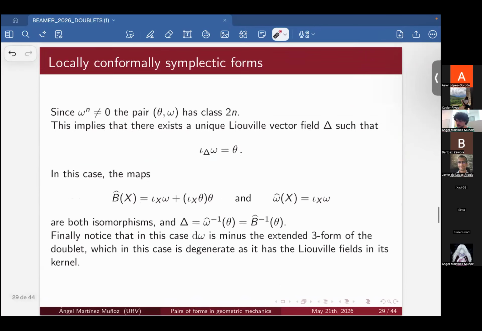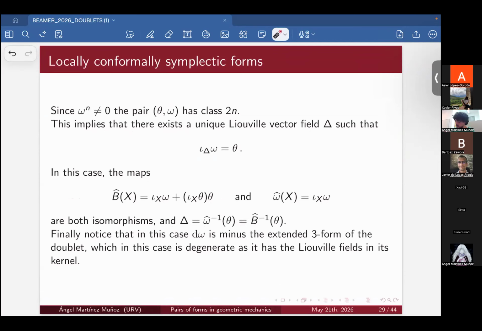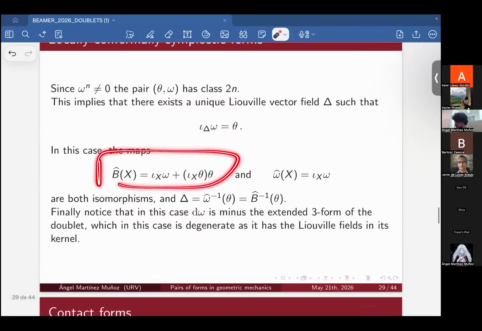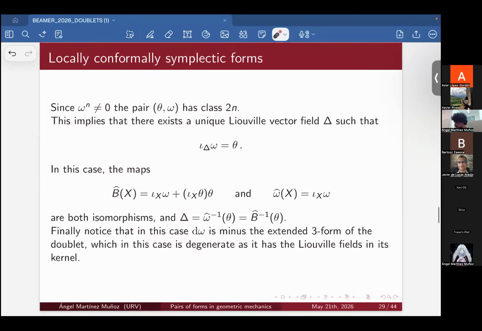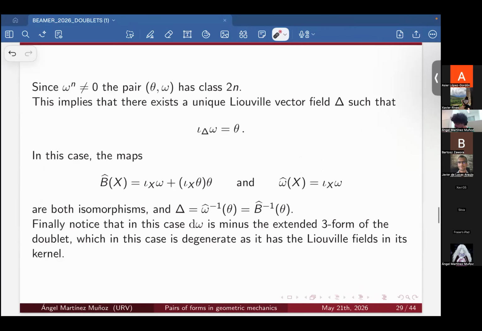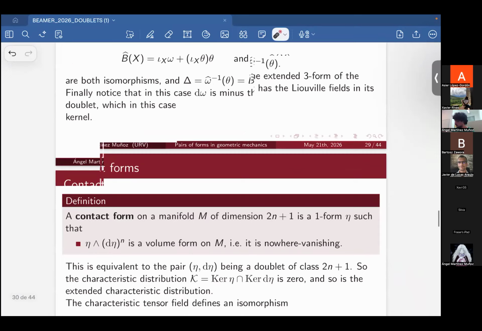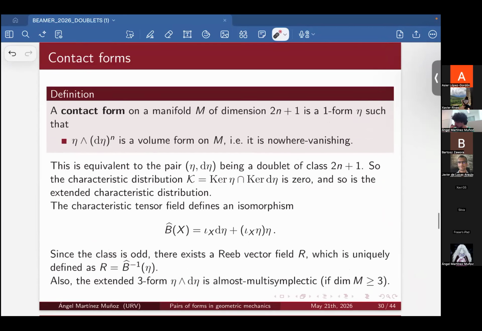So again, you could consider a doublet which takes into account this Lee form and this two form. The class of that would be 2n because omega is non-degenerate. And again, you can consider Liouville vector fields. You have this isomorphism. And this is just an interesting remark: notice that, just because of the definition of locally conformally symplectic, d omega is minus the Lee form wedge omega. So they are related in that way in locally conformally symplectic manifolds.